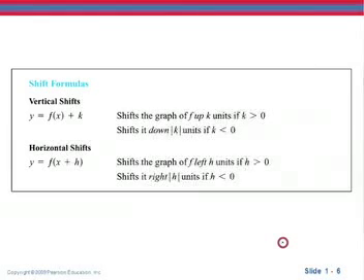Also, if we actually add the constant to the x inside the function, it shifts the graph to the left h units, and if we subtract the h from the x, then it shifts the graph to the right, the absolute value of h units.